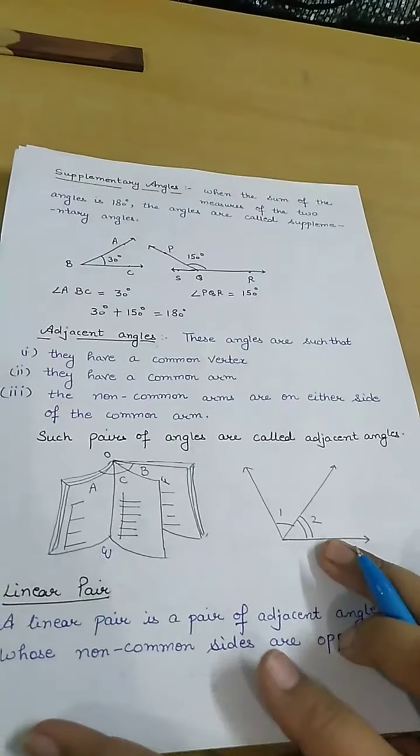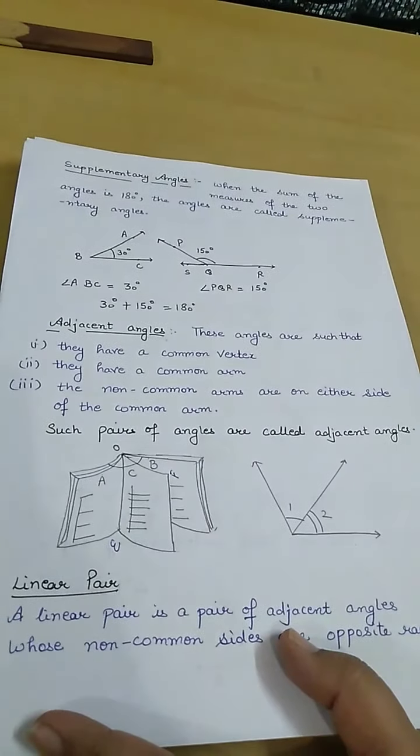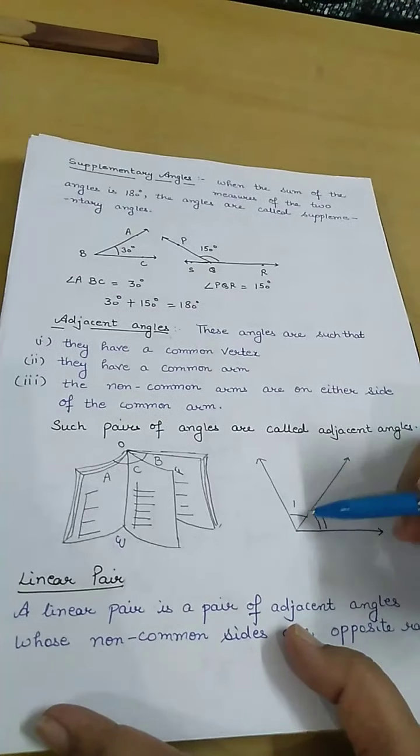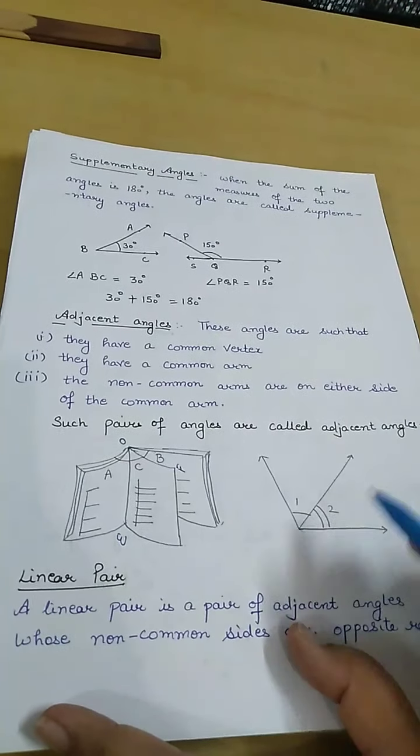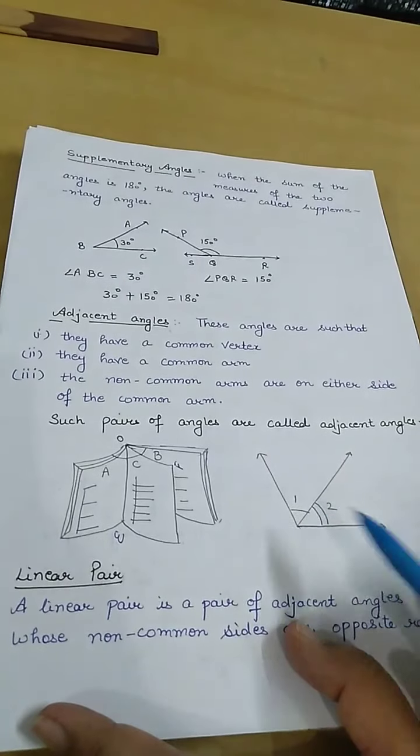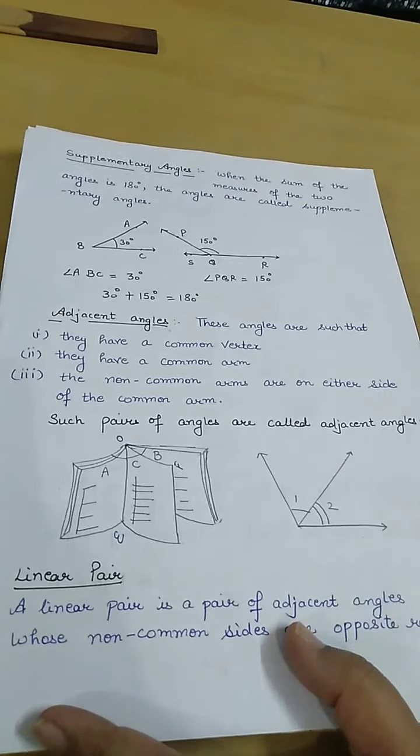Now see here, angle 1 and angle 2, are they adjacent? Yes, because they have one arm in common, and the non-common arms are on either side of this common arm.